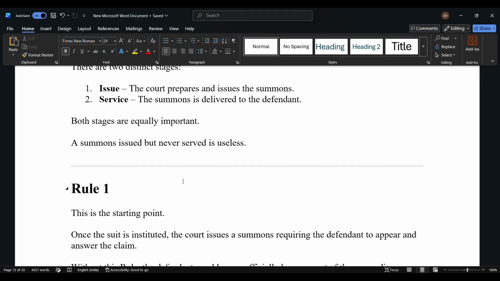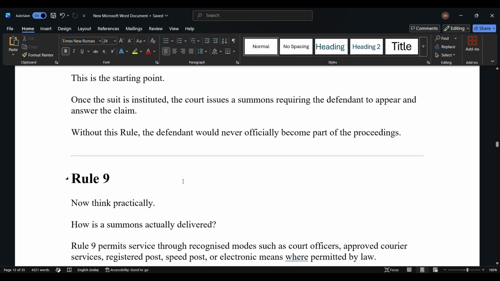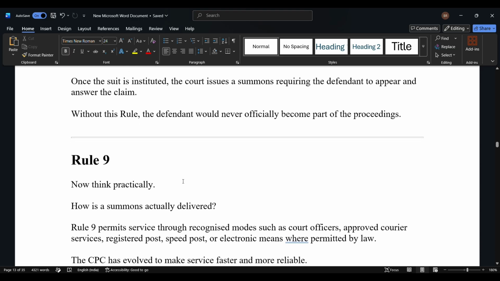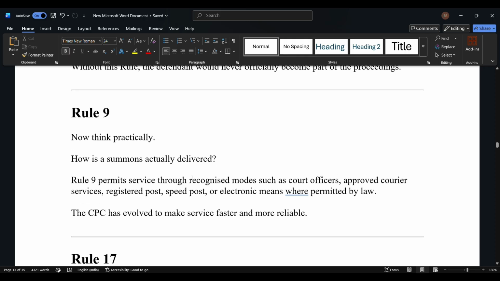Once the suit is instituted, the court issues a summons requiring the defendant to appear and answer the claim. Without this rule, the defendant would never officially become part of the proceedings. Rule 9. Now think practically. How is a summons actually delivered?